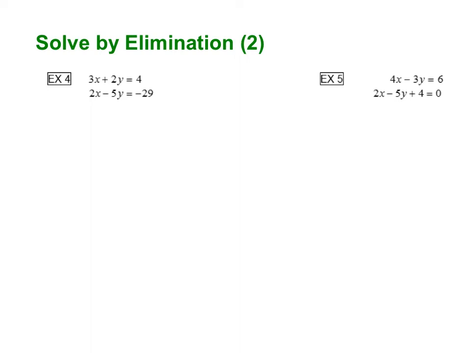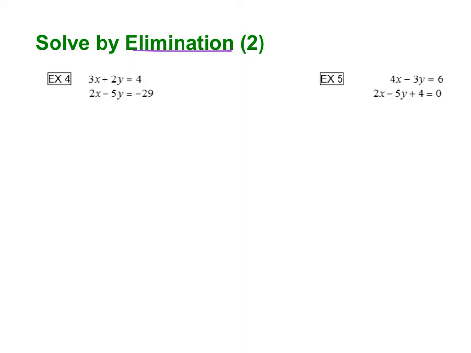All right, so we have another video on solve by elimination. The more we see this, the easier it gets. We want to eliminate either the x or the y from the equation. So we take a look at our equation. We have a 3x and 2x, a 2y, and a negative 5y.